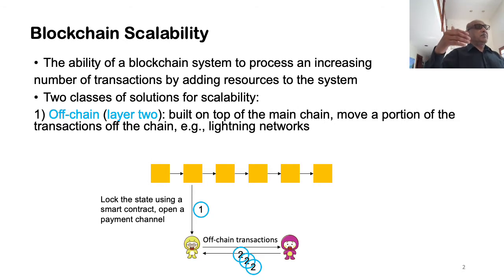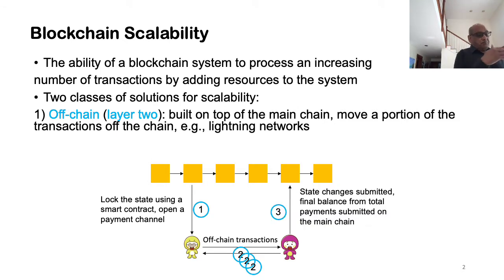What you're able to do is scale the system by partitioning transactions into two categories: the control transactions, which lock the state and finalize the state, or create these payment channels, and the payment channels, which are used for performing the local transactions.